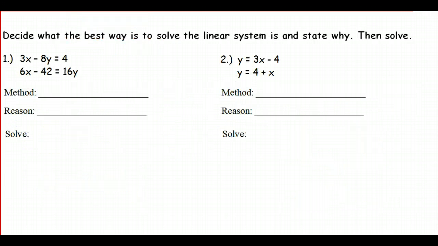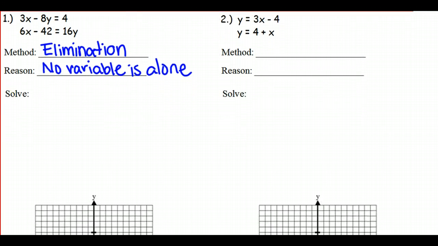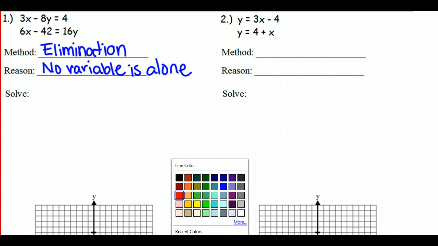In problem number 1, I am going to choose to use elimination. The reason I am choosing elimination and not graphing or substitution is because no variable is alone. So let's go ahead and get started with solving this system. I'm just going to scroll down a little bit so I can have more room, and make my pen a little bit smaller.